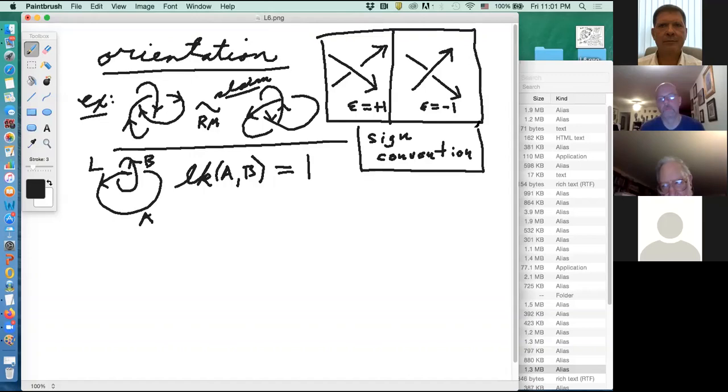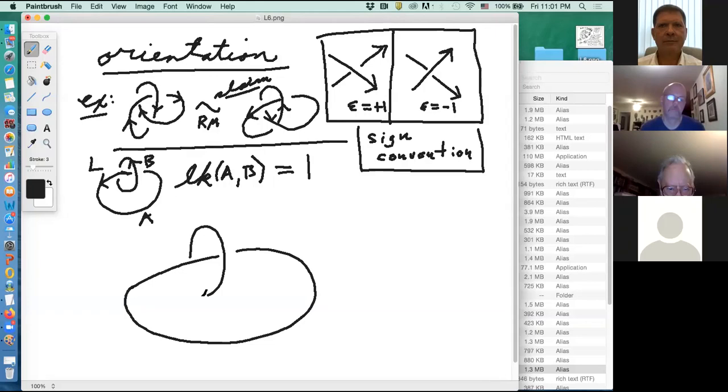Take this link here, let's magnify it. What is the sign of the crossing here? Well, you see, if you put the fingers of your right hand in this direction, your thumb points this way, so this is plus. And what about this one? Well, it's also plus. So I have two plus crossings.